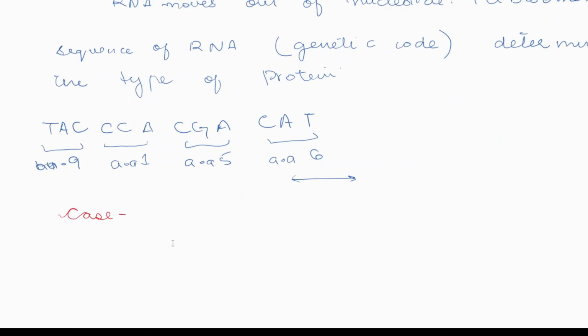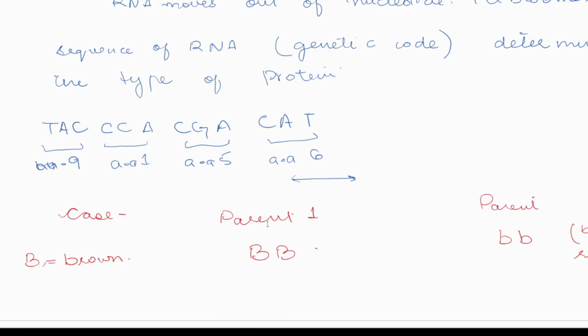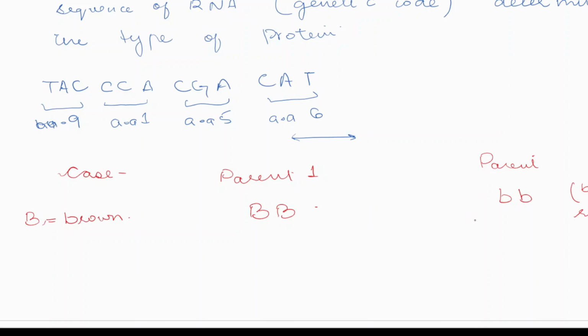You have a case. Parent 1 has both brown. Let's say this one is dominant. B is brown and is dominant. Parent 2 has blue eyes, which is represented by small b. This is recessive. Now, what do you think the eye color for the offspring would be?